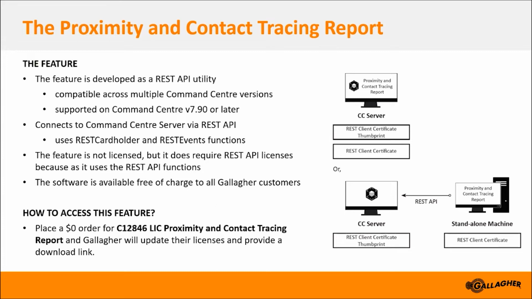For customers who currently do not have these licenses, Gallagher can add these strings to the site's license at no extra cost, obviously. Gallagher has made the software available free of charge to all existing customers. So with that in mind, how can our customers access this feature? Any customers who would like to use this feature can place a $0 order using the C12846 part number, and our team will update their license and provide a link to download the software.